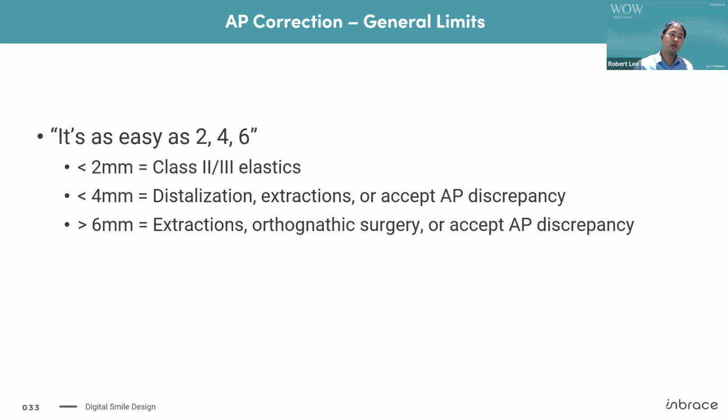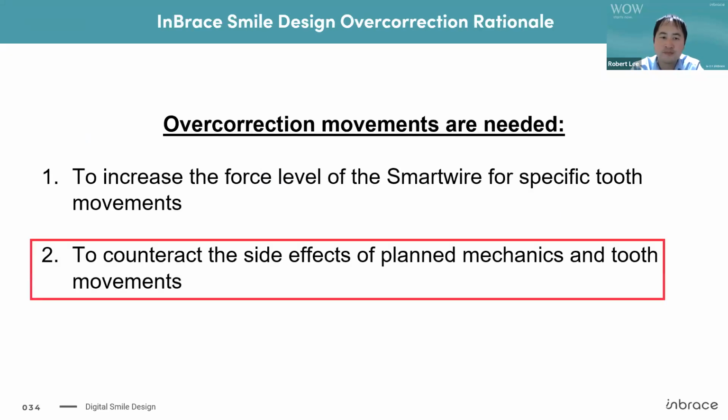It's very predictable to correct a 2 millimeter, about a quarter cusp class 2, class 3 with class 2 or class 3 elastics. An end on class 2 or class 3, about 4 millimeters, it's a little bit more predictable to approach that with a distalization, extractions, or just accepting it. And then if you're at 6 millimeters or more, I'd say it's more predictable, full cusp or closer to a full cusp, extractions, orthodontic surgery, or just accepting it would be much more predictable. Can you push these limits? For sure. But as you push the limits, you're going to get less and less predictable AP correction.